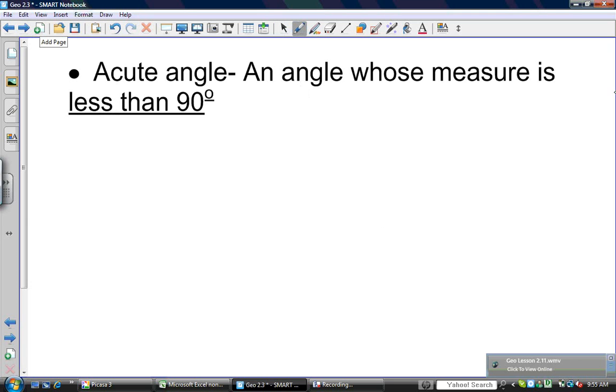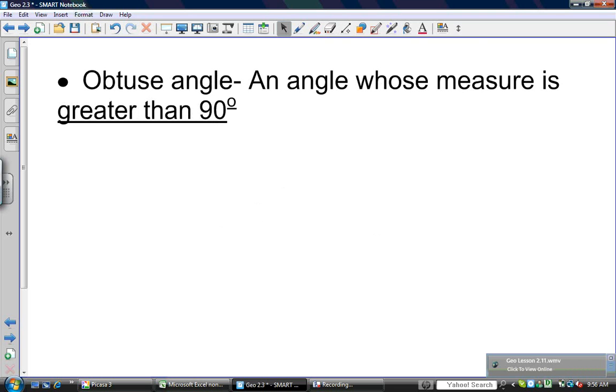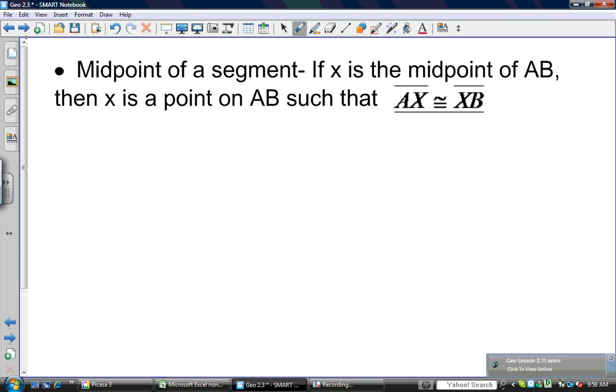An acute angle is an angle that is less than 90 degrees. So if I do that, that's definitely less than 90, because 90 would be straight up. Now we move to obtuse angle. An obtuse angle is an angle whose measure is greater than 90 degrees. So if I go out here, the angle from here to here has to be more than 90 degrees, because 90 would be straight up. So that's greater than 90.